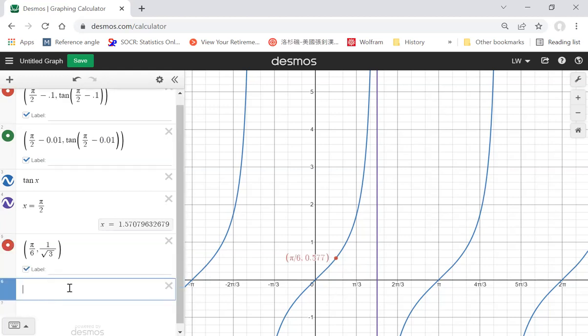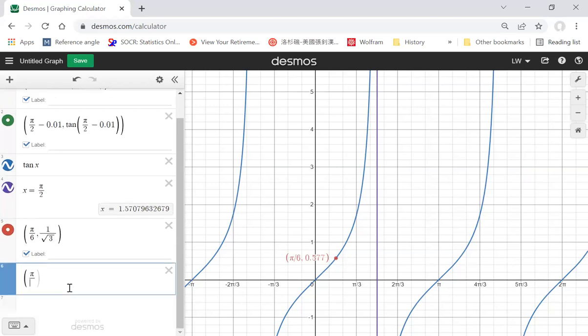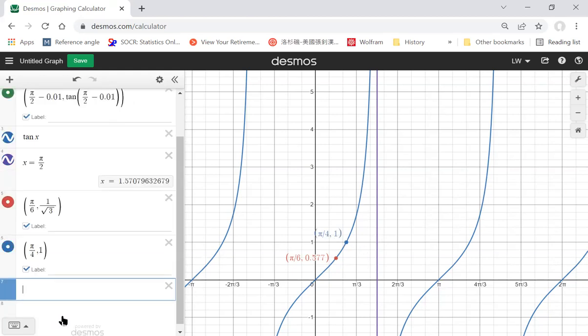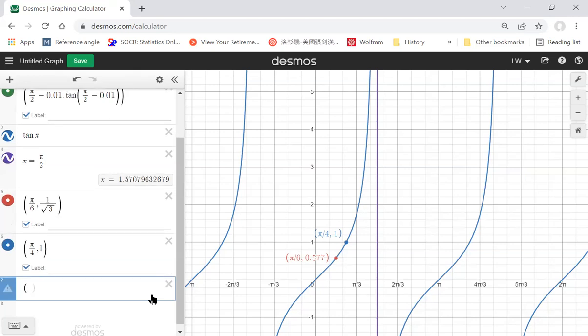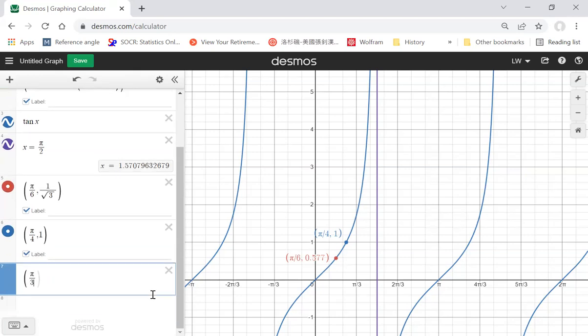And let's look at another point. Pi over 4, which we did, and the ratio is 1, no problem. We got that pi over 4 right there. And pi over 3, and the ratio is root 3. And there we go.